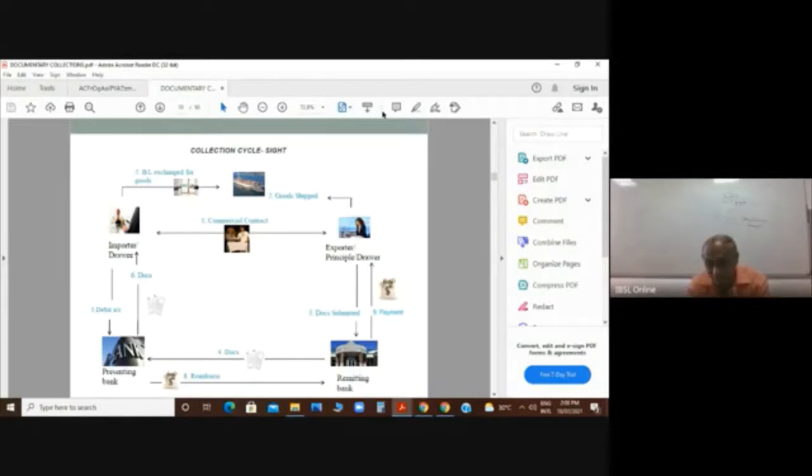You can refer to this cycle and then write quickly. Start.